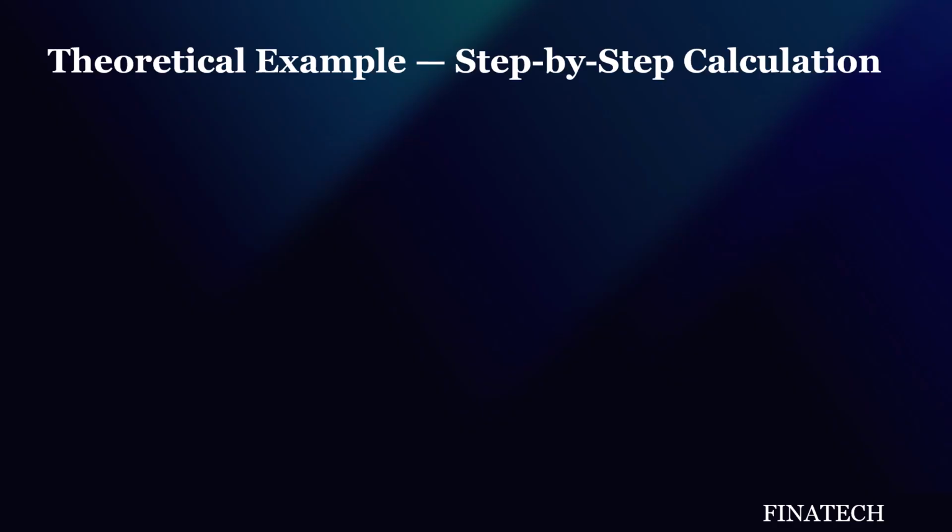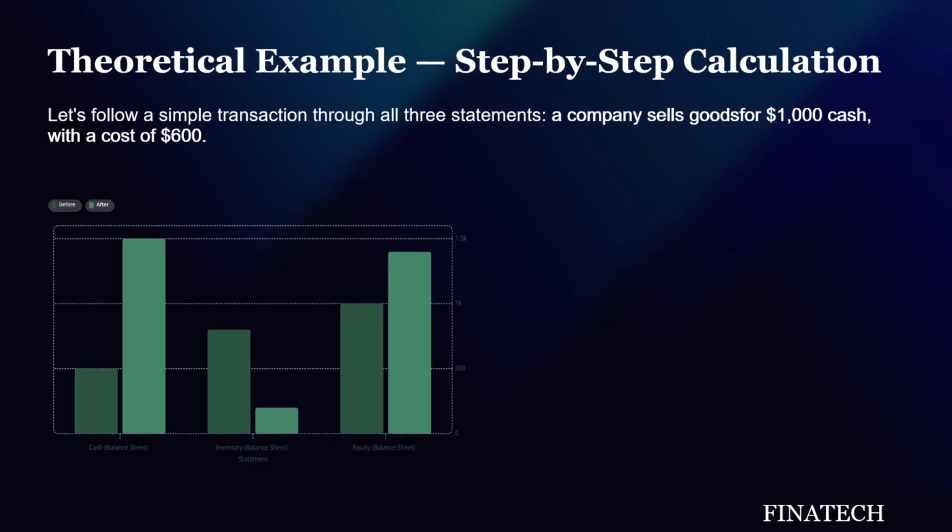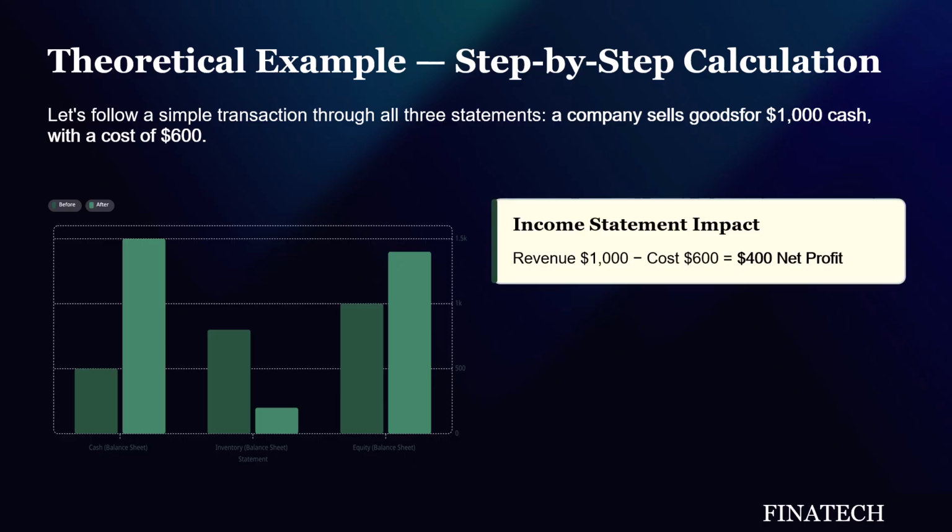This is a theoretical example, a step-by-step calculation. Let's follow a sample transaction through all three statements. A company sells goods for $1,000 cash with a cost of $600. This is a sample graph.